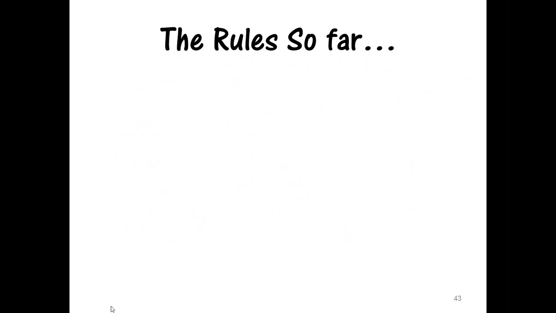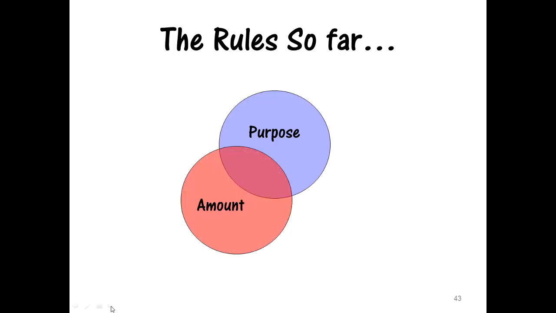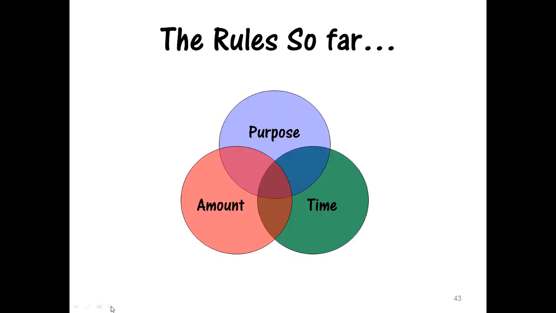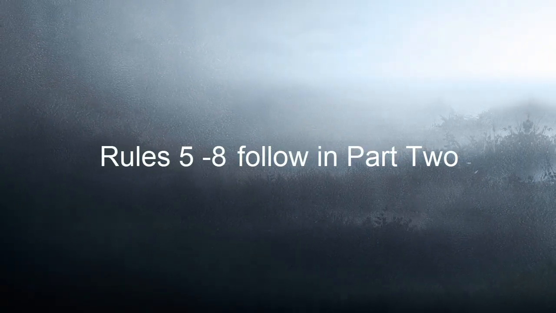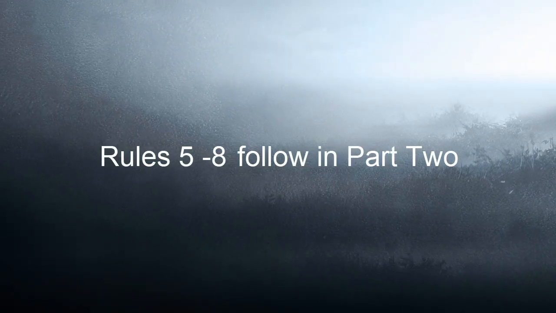So far, we can summarize our rules as follows. Congress has established a set of rules for spending money. It has to be spent for a purpose, in an amount, and within a time period established by Congress. It's only by following these rules that we can have a valid obligation. Rules 5 through 8 follow in Part 2.